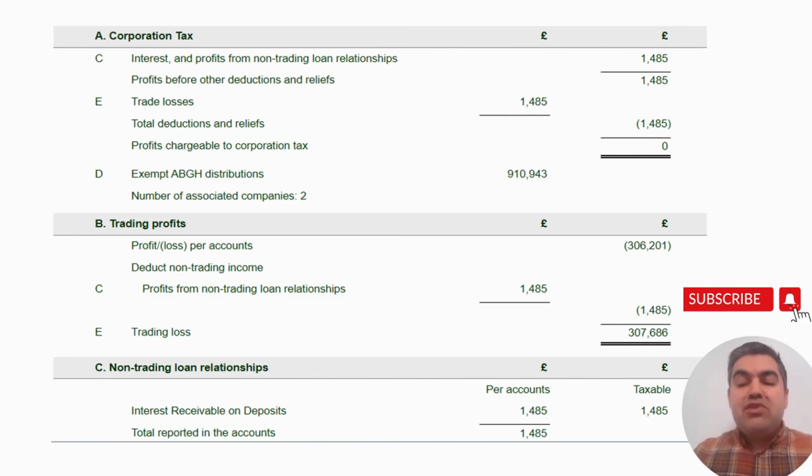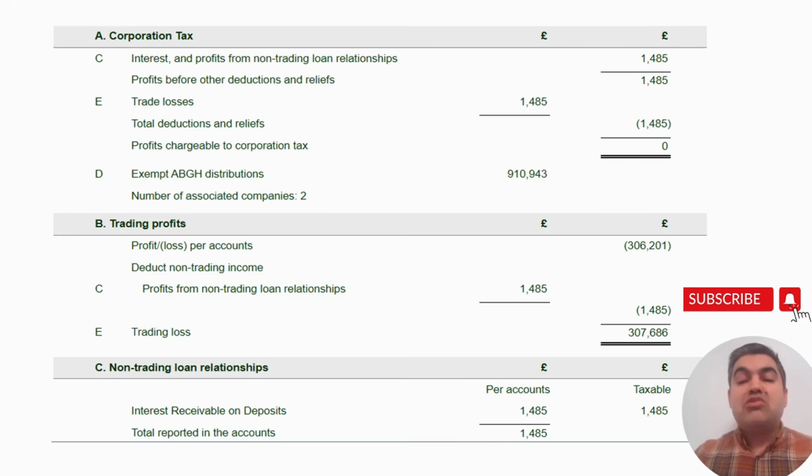Now, if the company does not want to use the trading loss against other income, we have other income of £1,485, which is the interest received. What will happen is HMRC would seek to tax this other income of £1,485. So you need to play with the software. You need to utilize some of the trading loss against other income.